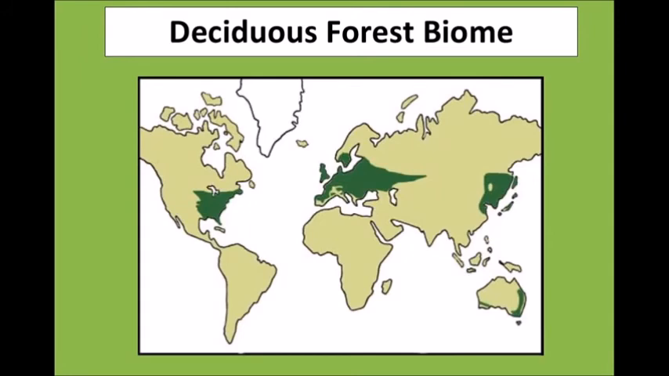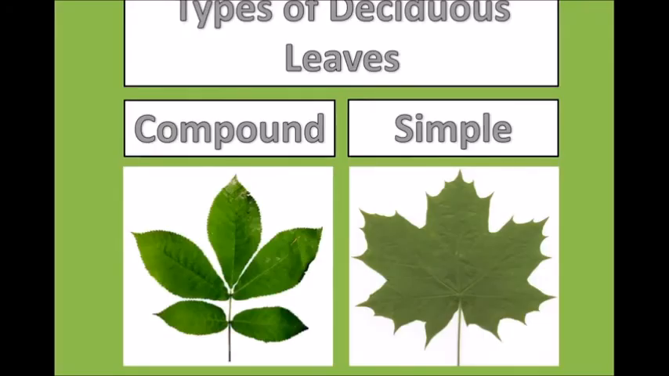This map shows where deciduous forests can be located worldwide. As we can see, deciduous forests can be found across the eastern half of the United States. There are two main types of deciduous leaves, simple and compound. A simple leaf has a single leaflet attached to a branch via a petiole. A compound leaf is one with multiple leaflets attached to a single petiole. It is important to note that the petioles are different than stems, as they are not woody.